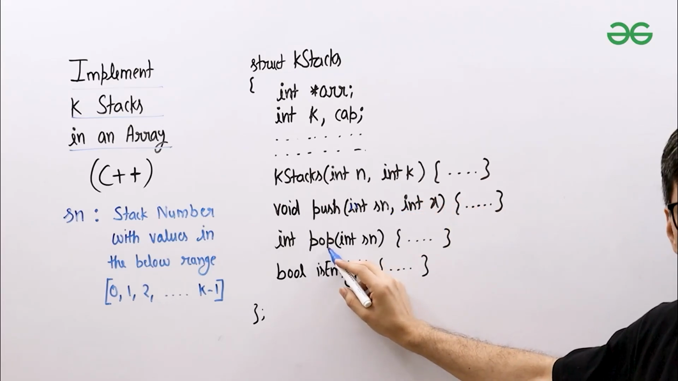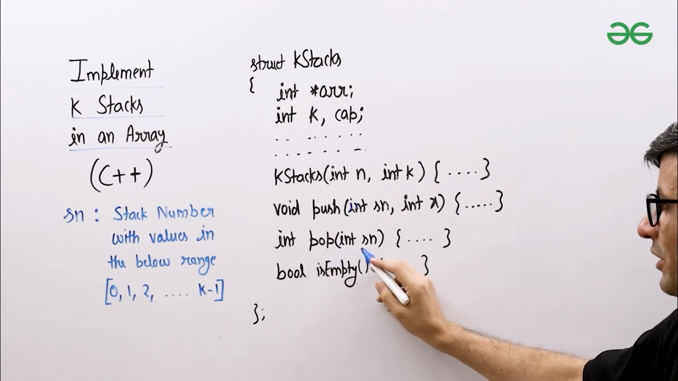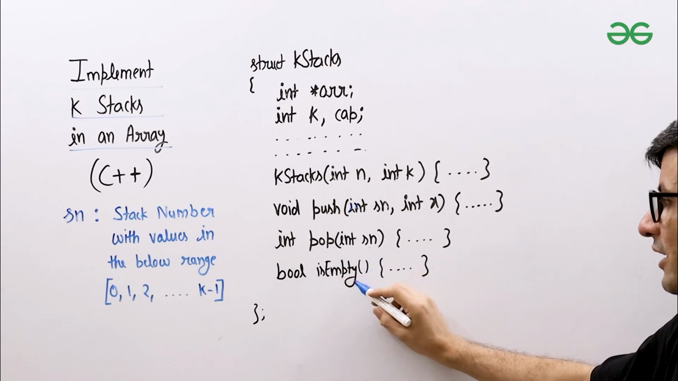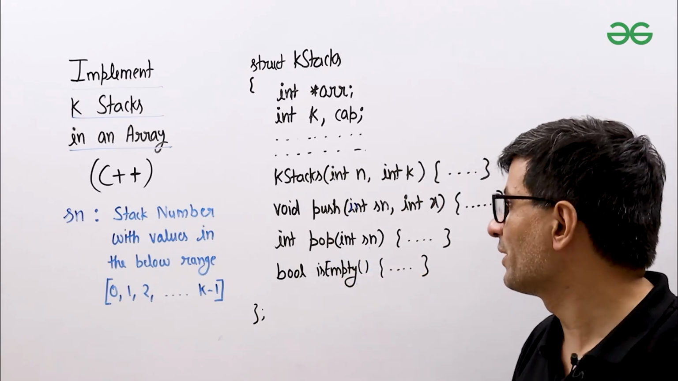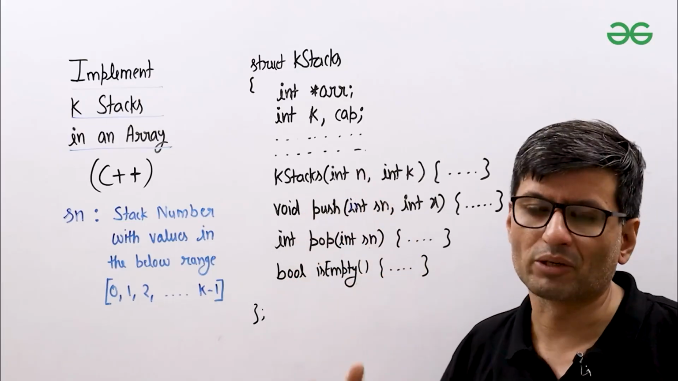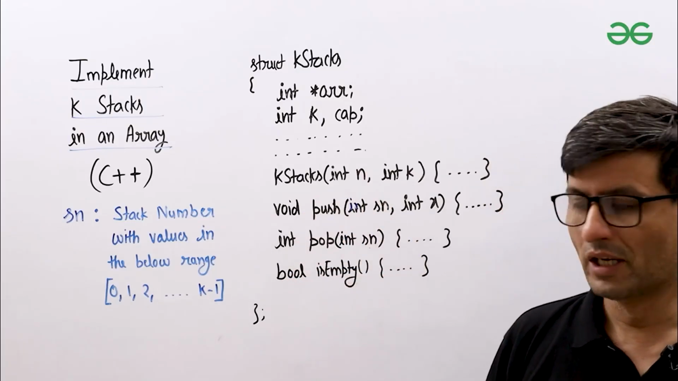Now a pop function should take an item out from the given stack number, and an isEmpty function. You are supposed to implement these three functions in big O of one time complexity.